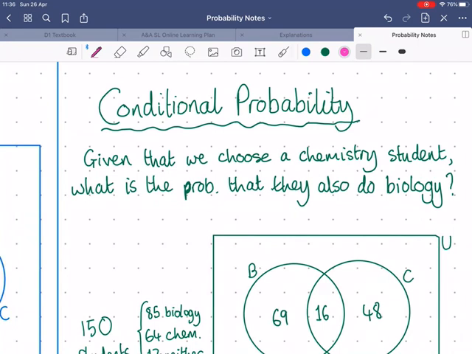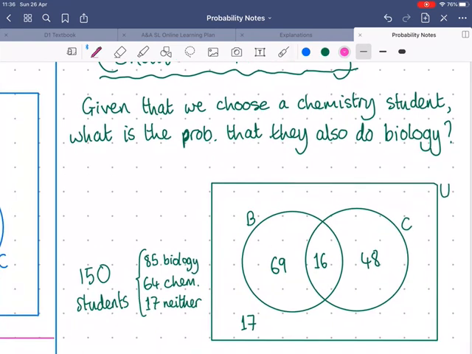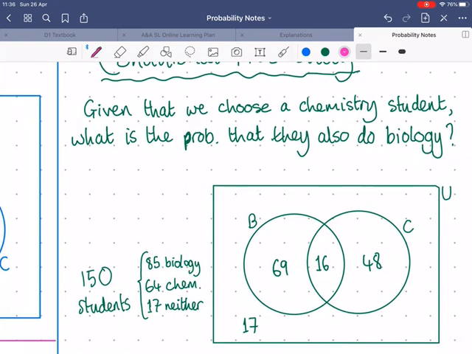Finally, we have conditional probability. Now, a little bit more complicated concept here. What if we are asked a question like this? Given that we choose a chemistry student, what is the probability that they also do biology? Okay, so given that is the very important part of this sentence, as you'll come to learn.